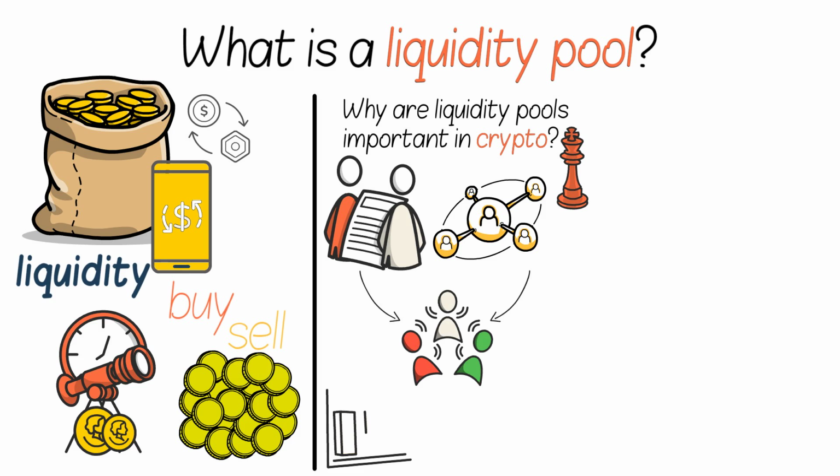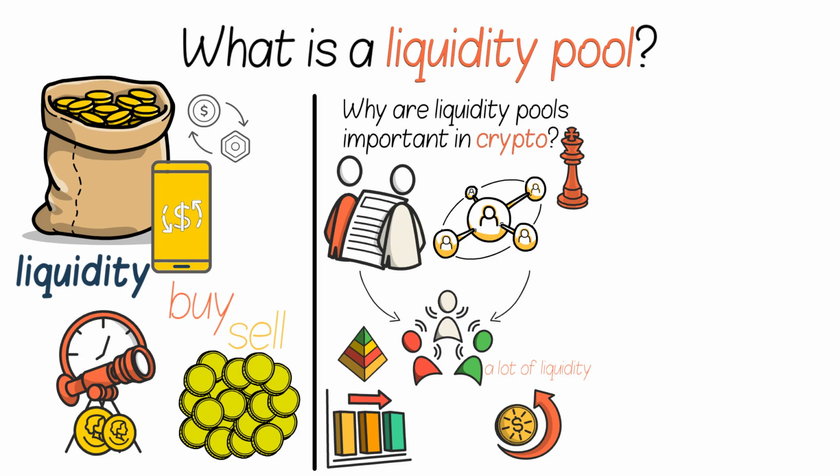They are also important because they help stabilize the price of assets. This is because if there is a lot of liquidity in the market, it will become more difficult for the price of an asset to fluctuate dramatically. So, in short, liquidity pools are important because they help to make the crypto markets more efficient and stable.